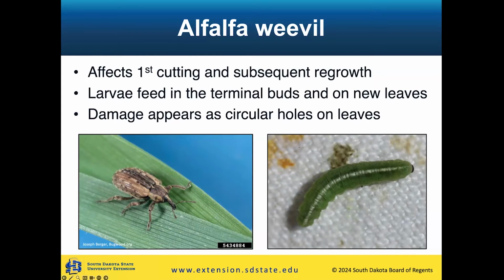With alfalfa weevils, they'll affect the first cutting right off the bat, and then any regrowth after that. I'll talk a little bit about that when we get into management. The larvae will feed on the growing points of the plants, so any of the new leaves, starting from the top down. And that damage is going to look like little circular holes on the leaves.